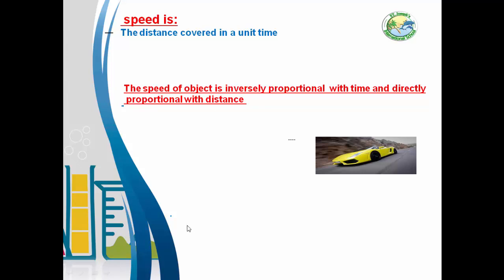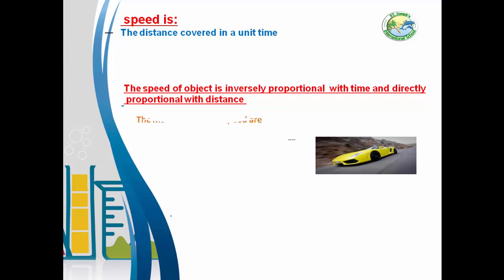If you remember, the car which covers longer distance has higher speed, so it is directly proportional. When the distance increases, the speed increases. And also the car which takes less time is faster, so it's inversely proportional. When the time decreases, the speed increases. The speed of the object is inversely proportional with the time and directly proportional with the distance.